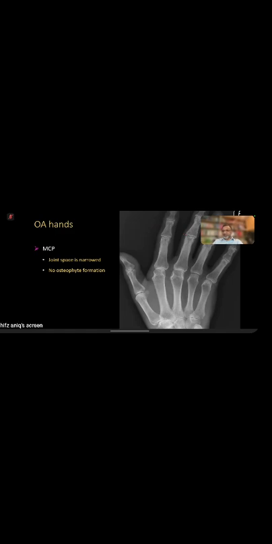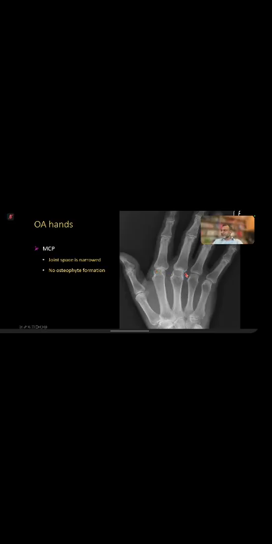Now, as I mentioned, it can involve all the MCP joints, but mainly the second and third MCP joints. But the most important thing is that there is no osteophyte formation. So joint space is reduced. Again, asymmetrical joint loss. Joint space is relatively preserved here, but on this side, on the radial side, it is completely gone, but no osteophyte. This is a hallmark of osteoarthritis.